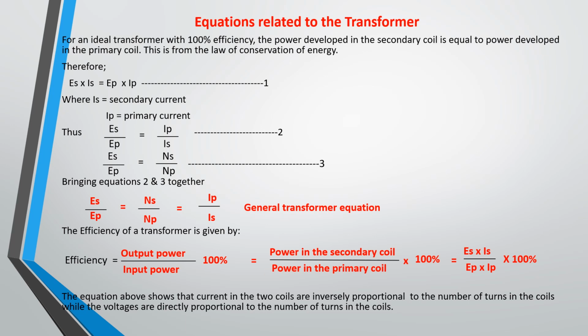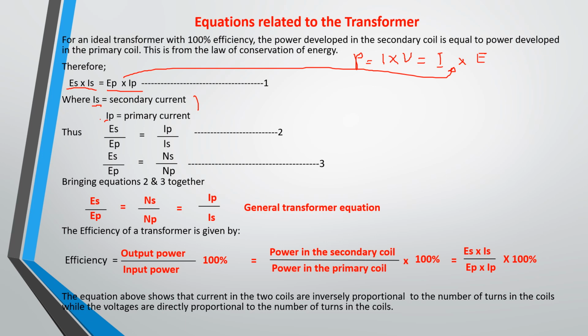Now we know that power is given to us as I times V, right? And this V can also be written as I, which is current, times E. So this equation is what is written here. This is power in the secondary coil equals power in the primary coil, where IS is the current in the secondary coil and IP is the current in the primary coil. So I hope that one is clear.